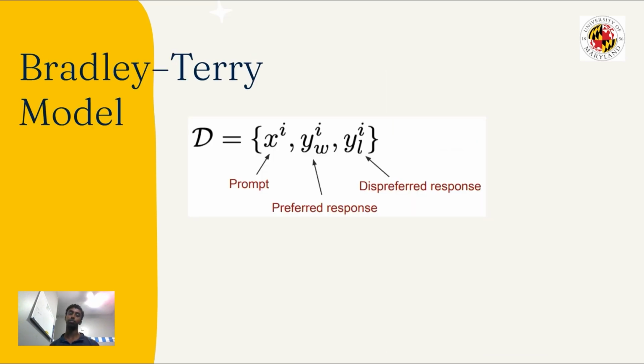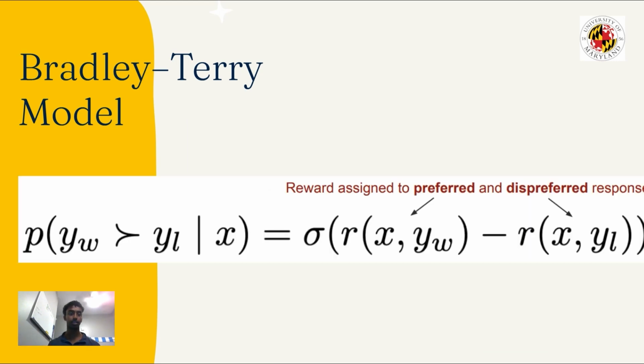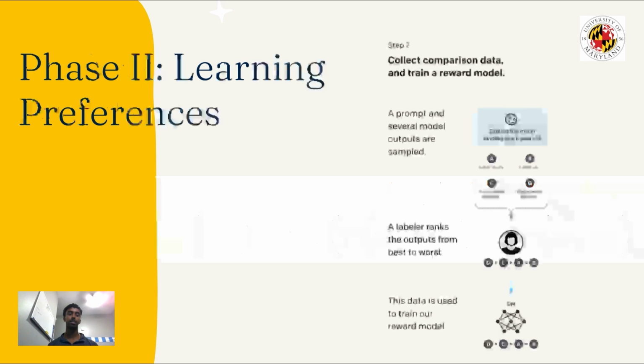Then we'll define our Bradley-Terry model, which allows us to map human preference data into reward probabilities. As you can see right here, we define this probability that we prefer this response to another for a certain prompt X is equal to the sigmoid of the reward of the preferred response minus the reward of the dispreferred response. Next, we'll collect some comparison data in order to learn more preferences.